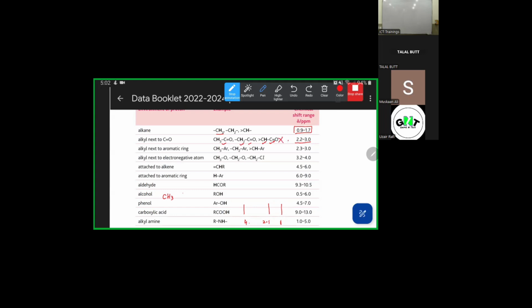Then we got this 4 value. This 4 value shows CH2O, so it means we do not need this. We can reduce it to CHO, and we can join this with the CH3. Why? Because CH3 and CH3 will form the same environment, and the O means it should be attached to a hydrogen. We can add the hydrogen up here. So using this data booklet, things become a little bit difficult, but still you should know how to use it.